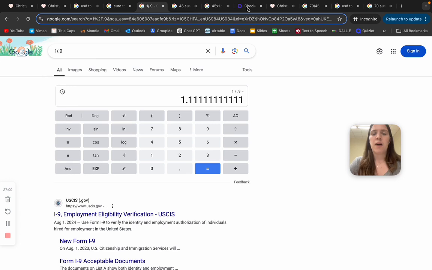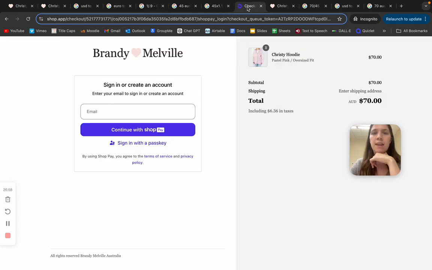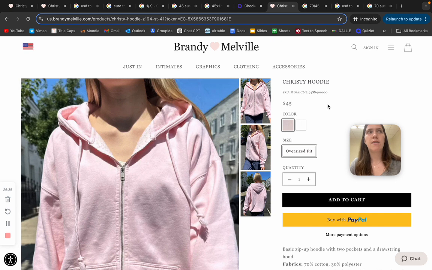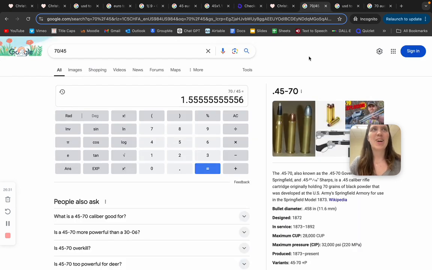Next thing we want to think about is, let's just say we are wanting to compare items with different prices with different currencies. How are we going to do that? So I've gone to the Australian Brandy Melville website, and they're selling this same hoodie for 70 Australian dollars. And then the US website is still selling it for 45 US dollars. How are we going to determine which one we should buy?